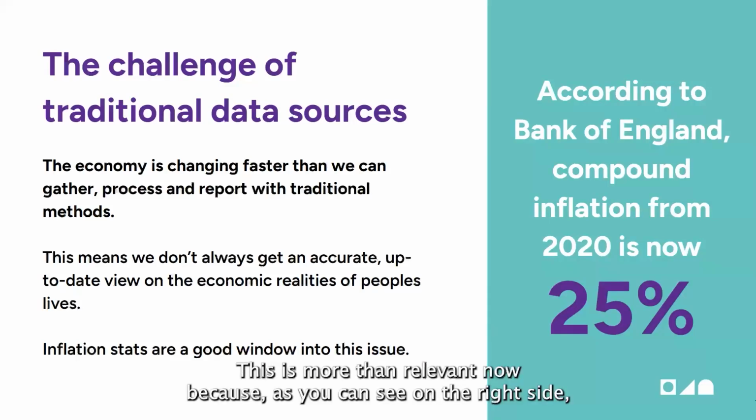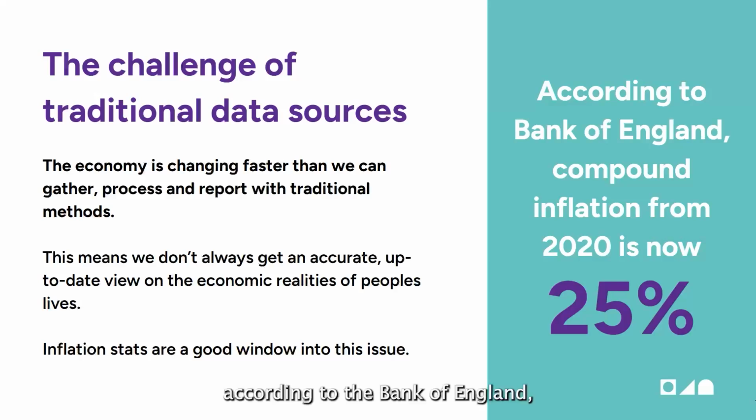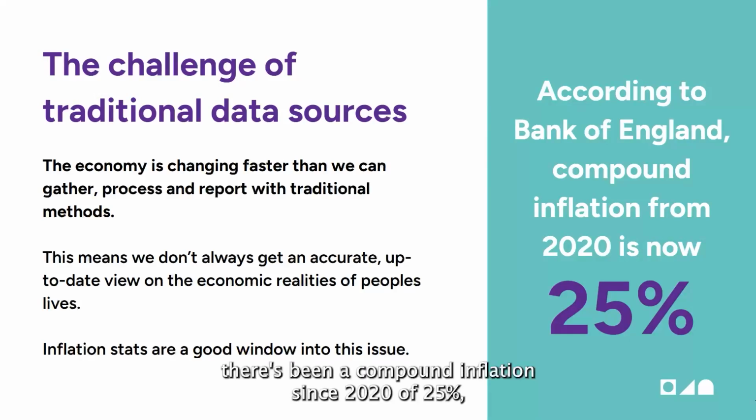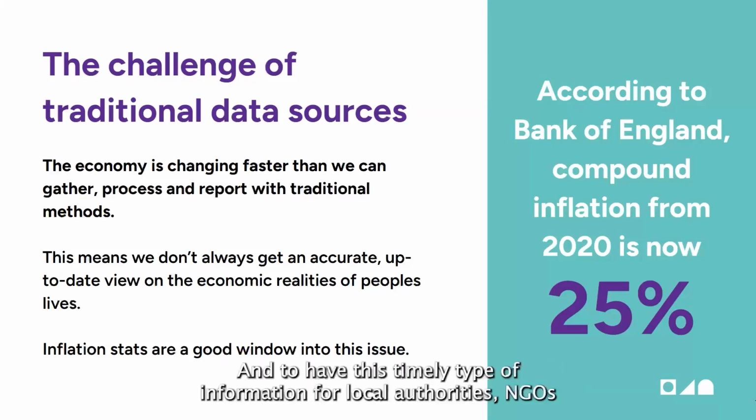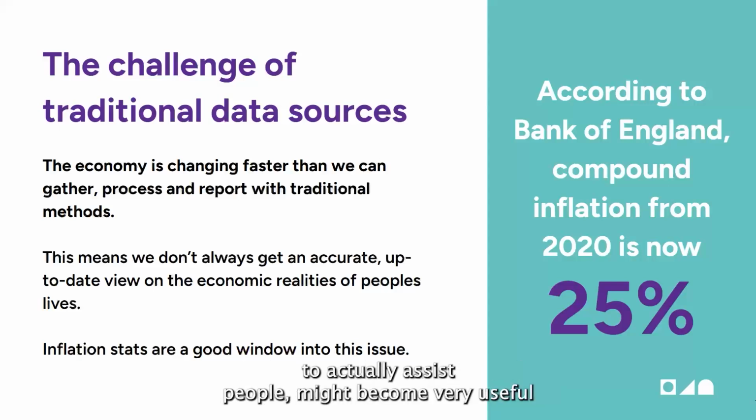This is more than relevant now because, as you can see on the right side, according to the Bank of England, there's been a compound inflation since 2020 of 25%, which means that people are now struggling financially more than they were before. And to have this timely type of information for local authorities, NGOs to actually assist people might become very useful.